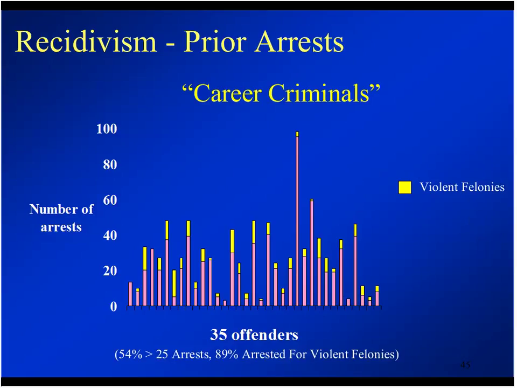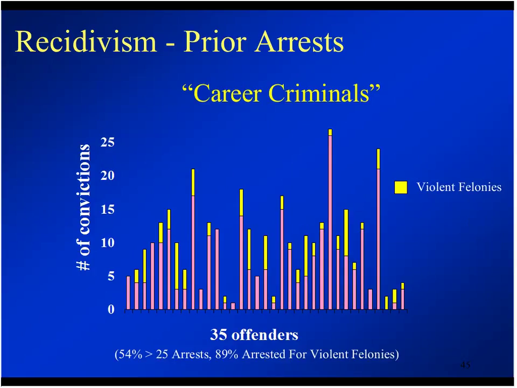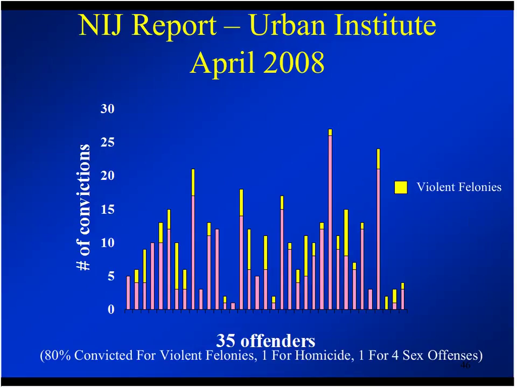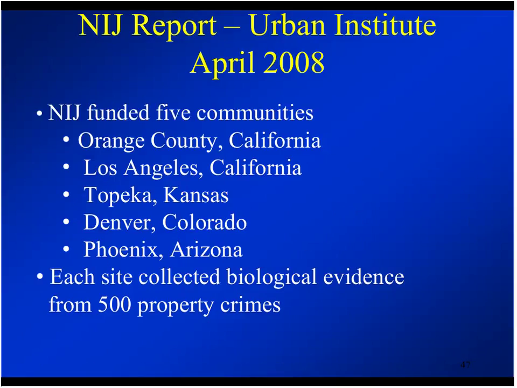Out of the career criminals, the first 35 into the program out of the pilot shows that these are bad people. 54% had over 25 arrests. 89% were arrested for violent felonies. Prior convictions, 80% were convicted for violent felonies.